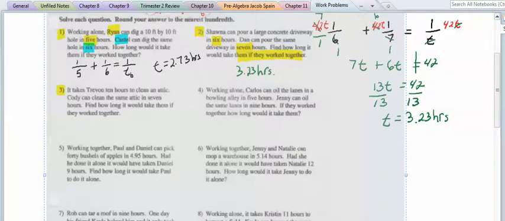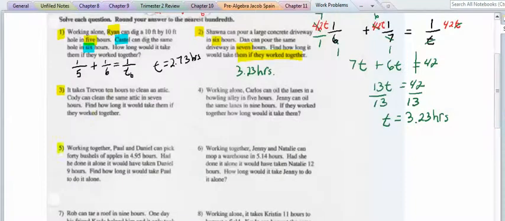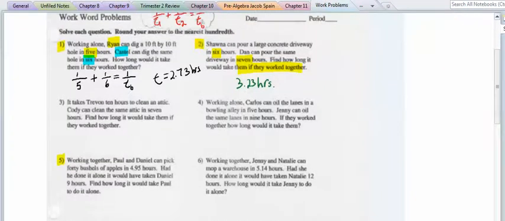Okay, now I changed my mind. I think I'm going to do number 5 instead of number 3, okay? Because 5 is a little bit different setup. Alright, so let's go ahead, and I am going to erase my work over here so we can do it together. Alright, let's look at number 5.